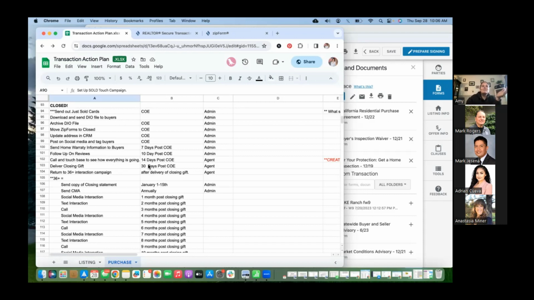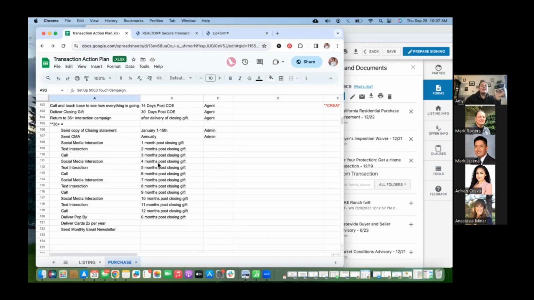It gives you a reason to swing by, see them in person again, ask them for more referrals, right? Follow up on those reviews and hand them something cool and exciting for a closing gift. Remember to check with your tax consultant on what you can write off as a closing gift. And then I'm going to return them to a 36 plus interaction campaign after delivering that closing gift. Right. So they're going to get kind of like a 4x4 once a week after the close of escrow until about 30 days out, about a month out. They're going to hear from me about once a week. After that, we're going to roll them back into that 36 plus touch interaction campaign.